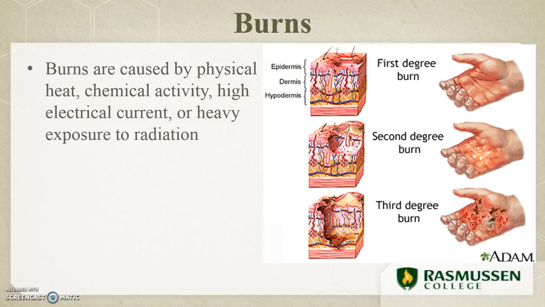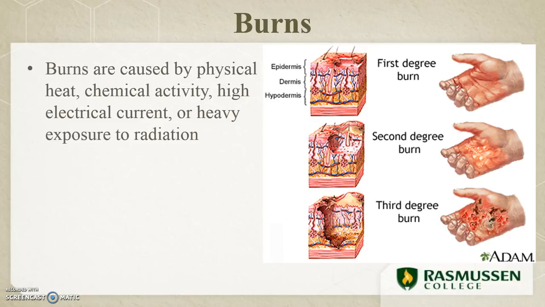And lastly, we have burns. Now, this is a type of injury that occurs when the area of tissue is destroyed by the actions of physical heat, chemical activity, high electrical current, or heavy exposure to radon or radiation. The severity of the burn will depend on the amount and the depth of the tissue injured. As you can see in the picture, you have first-degree burns, second-degree burns, and third-degree burns.